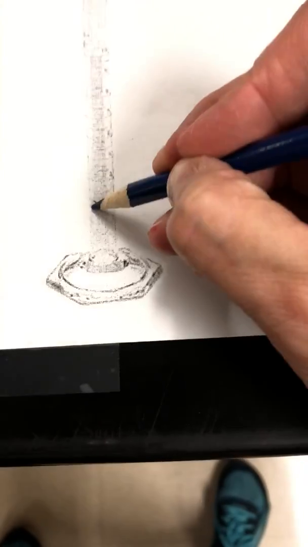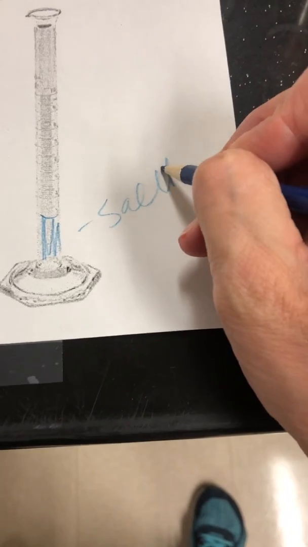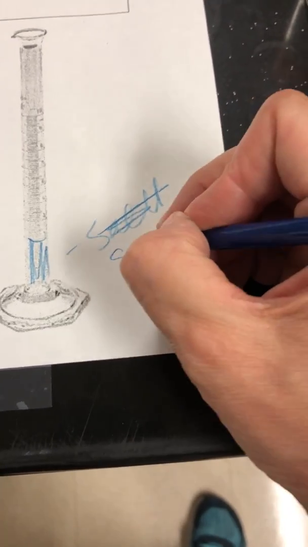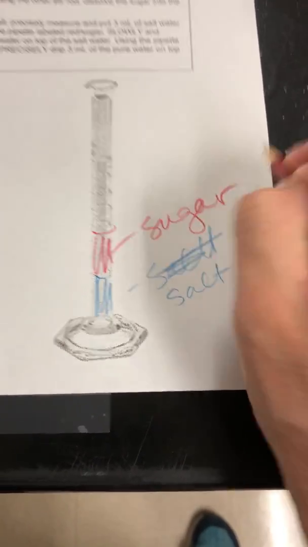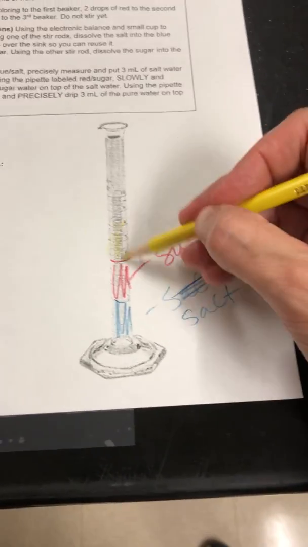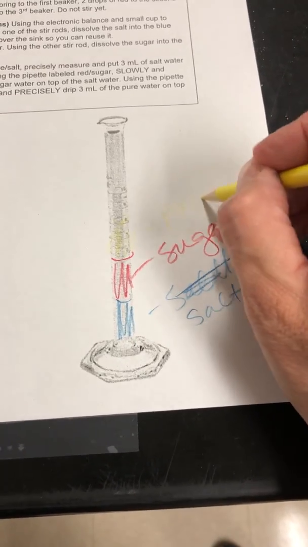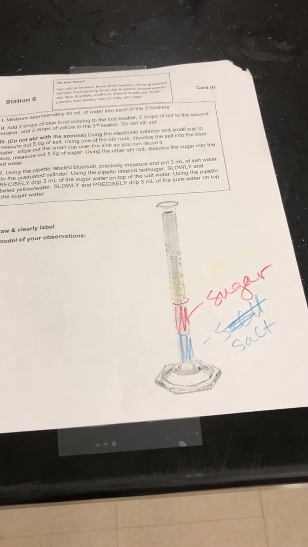I'm looking for my blue. There's my salt. Okay, let's try that again. Salt. Sugar. Pure. All right. Anyway, you would put that on your lab document.